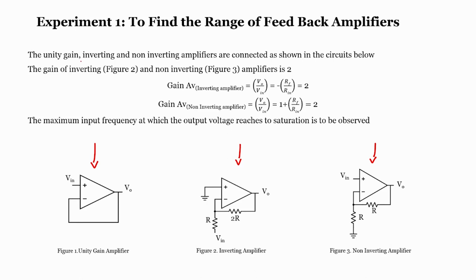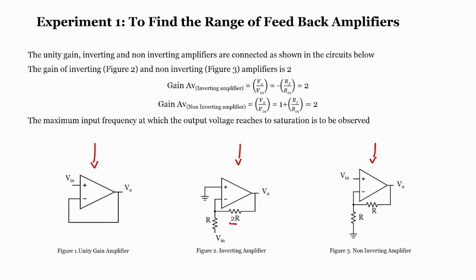Now, if I talk about a unity gain amplifier, what does it mean? The unity gain amplifier is an amplifier which will follow the voltage and increase the current. It can also be used as a buffer. So, the unity gain amplifier, inverting and non-inverting amplifiers are connected as shown in figures 1, 2 and 3. The gain of the inverting amplifier and non-inverting amplifier is 2. Now, how is this possible?